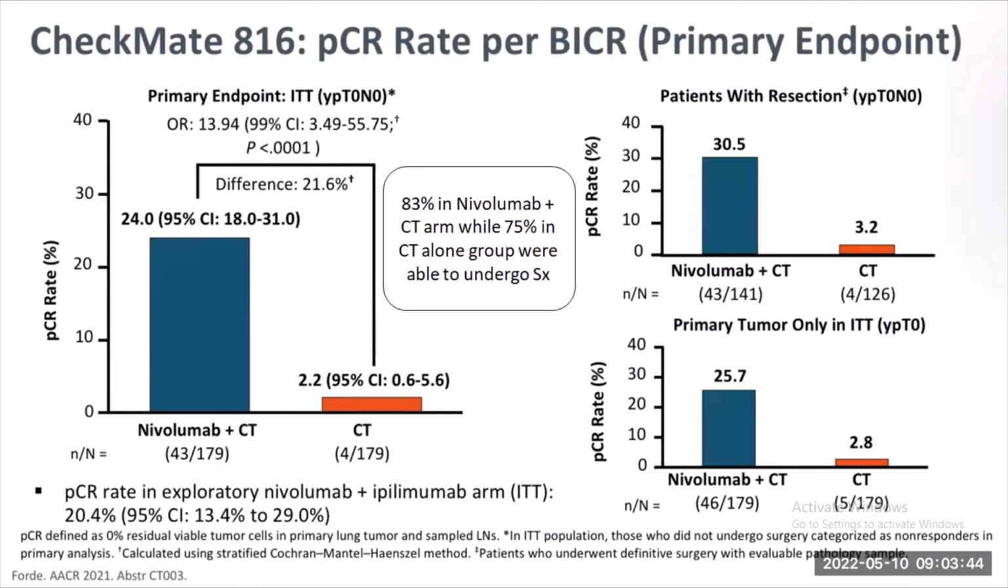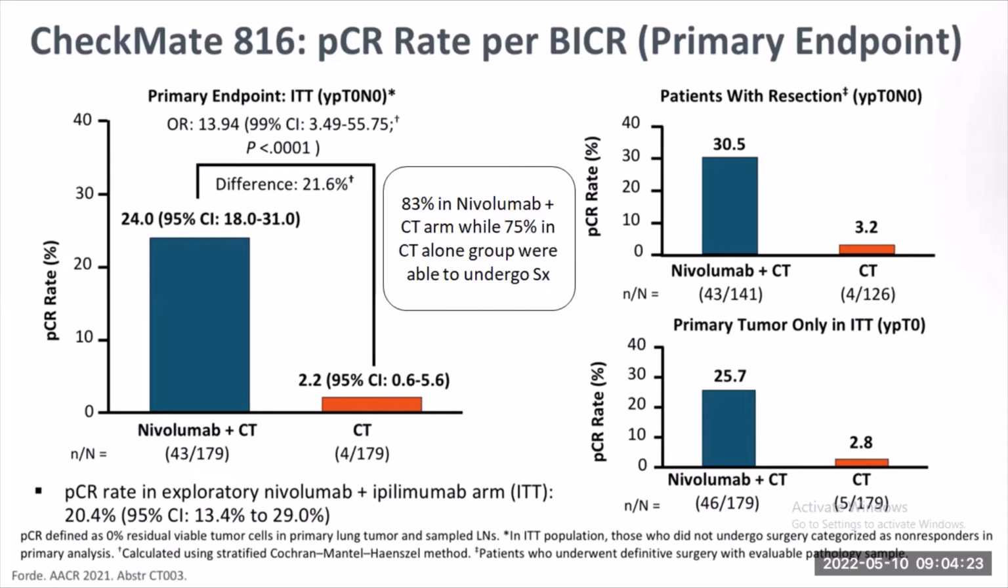Again, initial reports have come as an abstract in ASCO, which has suggested that the pathological CR rate is 24% in the immuno plus chemotherapy arm, while it's only 2.2% for the chemotherapy alone arm. 83% of the patients in the nivolumab and chemotherapy arm, while 75% in the chemotherapy alone arm were able to undergo surgery. Out of those, 24% achieved pathological CR in the nivolumab and chemotherapy arm, while it's only 2.2% in chemotherapy alone.